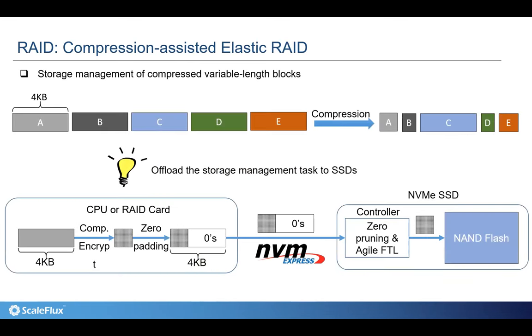A possible solution to alleviate this problem is that we use RAID software to handle zeros to make each data block in a data stripe aligned, and then offload the storage management into SSDs. So now the software in the SSD is responsible to identify which are padded zeros and then move them away, and then use the FTL to manage the before and after data size.